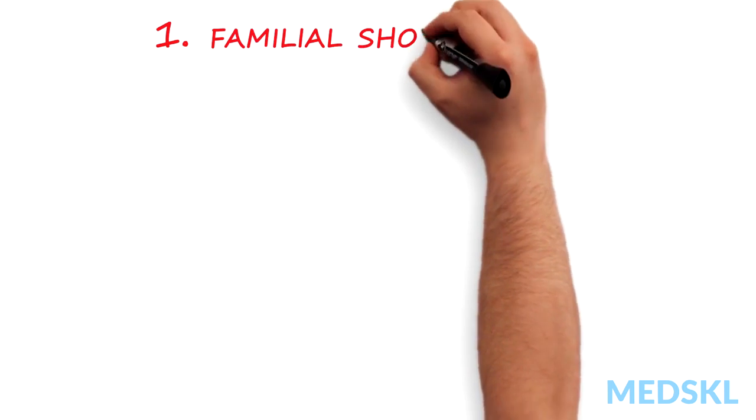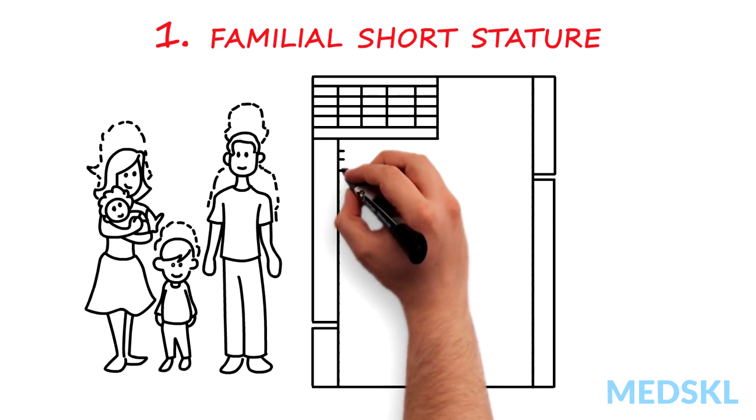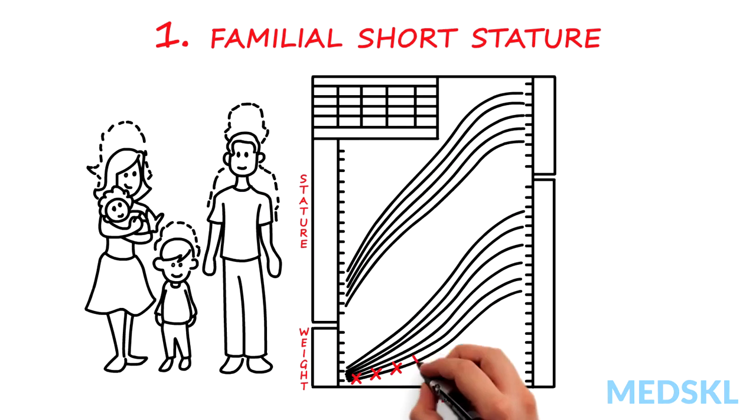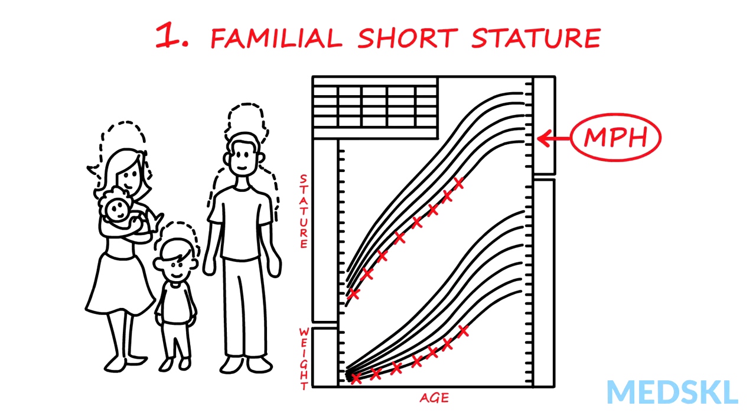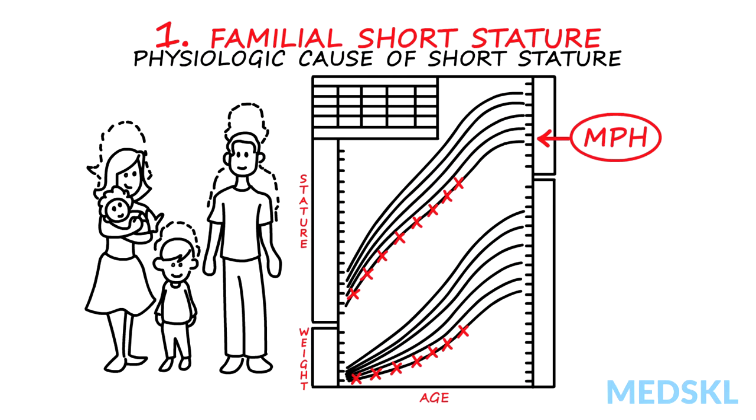The first pattern shows familial short stature, where the child's growth curve is at the low end of the chart, but it's tracking appropriately toward their mid-parental height. This represents a physiologic cause of short stature.